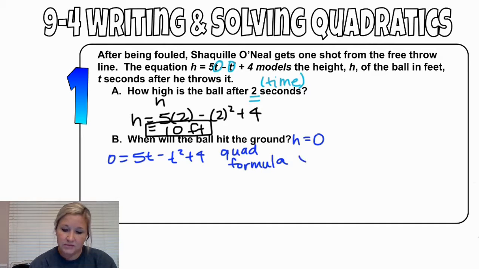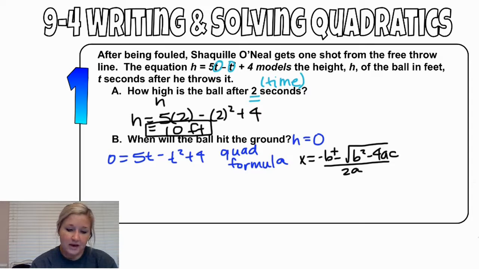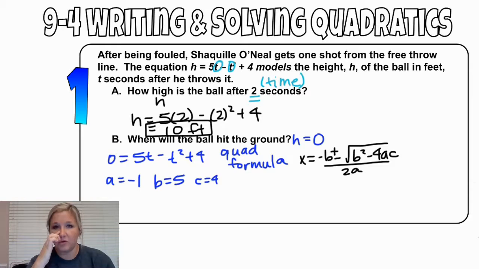So that is going to be x equals negative b plus or minus the square root of b squared minus 4ac, divided by 2a. So a is the number that's in front of x squared, or t squared in this instance, which is a -1. So don't forget about that negative sign there. B is 5 because it's the number in front of just the regular x, or just t in this instance. And then c is that constant that doesn't have the variable with it. So those are all my variables there.